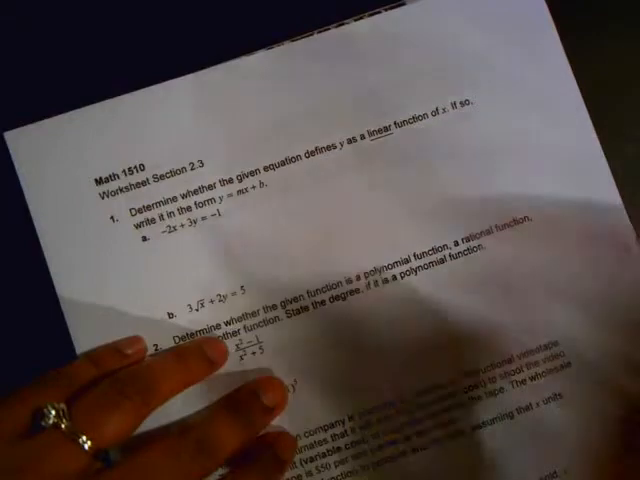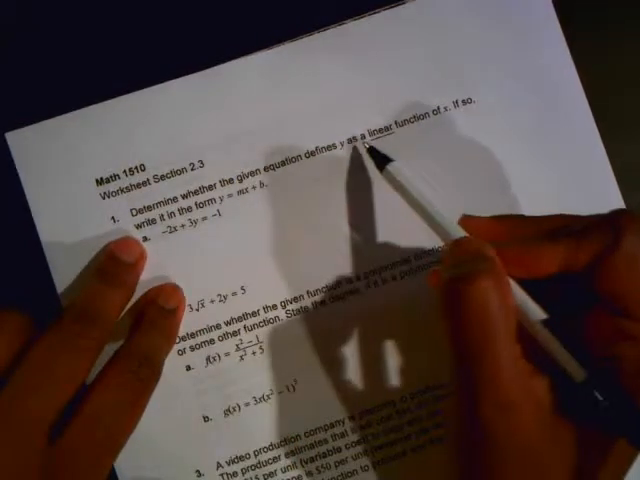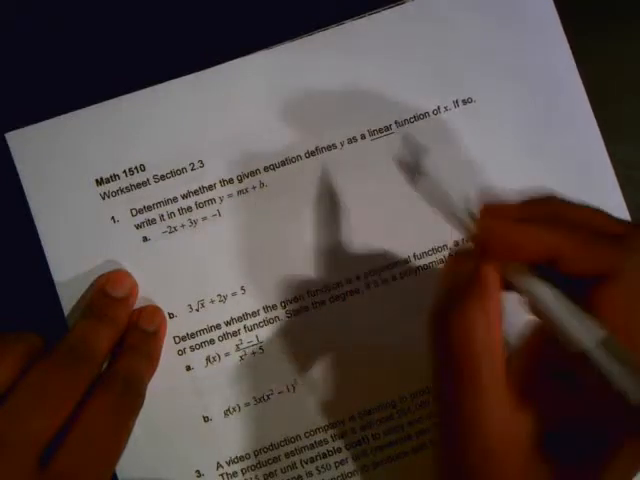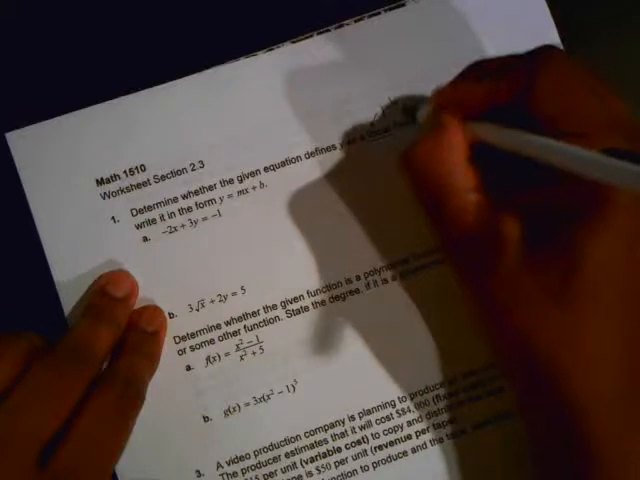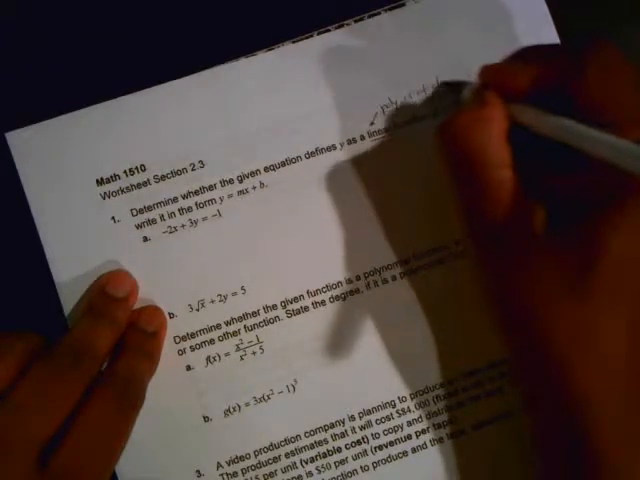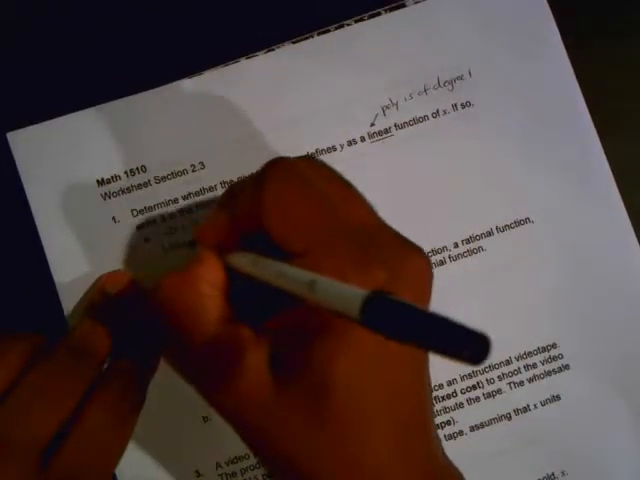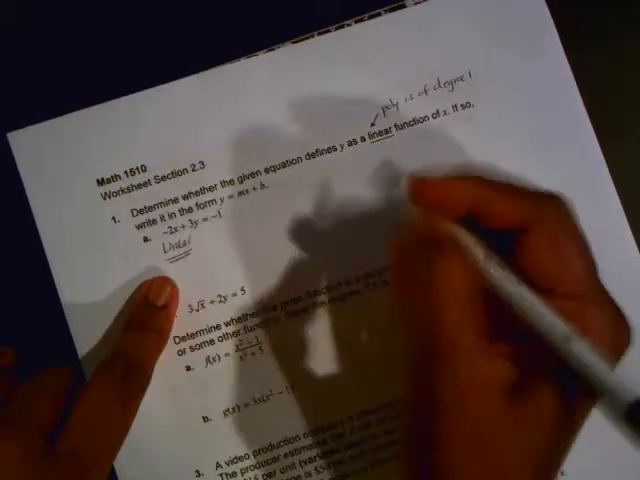2.3 worksheet. So this first question is going back to the function idea. Determine whether the given function defines y as a linear function of x. If so, write it in the form y equals mx plus b. Linear is when the polynomial is of degree 1. And in this case, the degree is 1, so it is linear. So I'm going to state that first. It is linear. And then we need to write it in this form, meaning we need to solve for y.